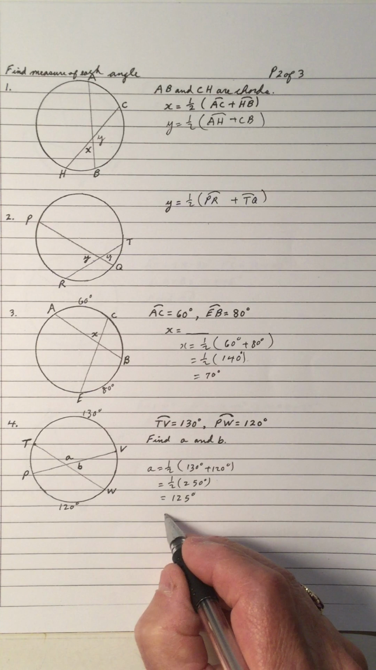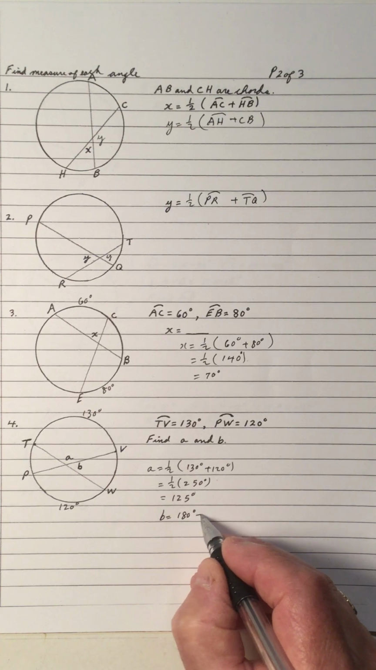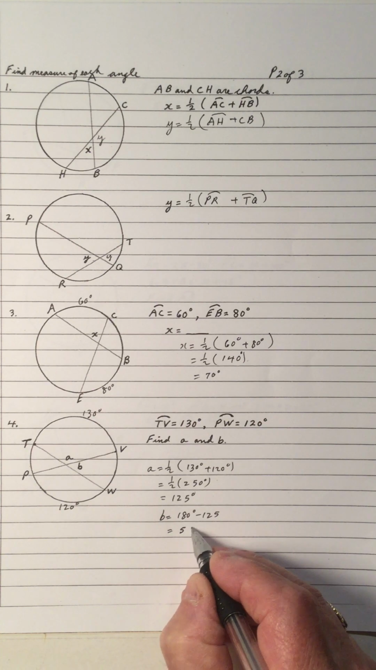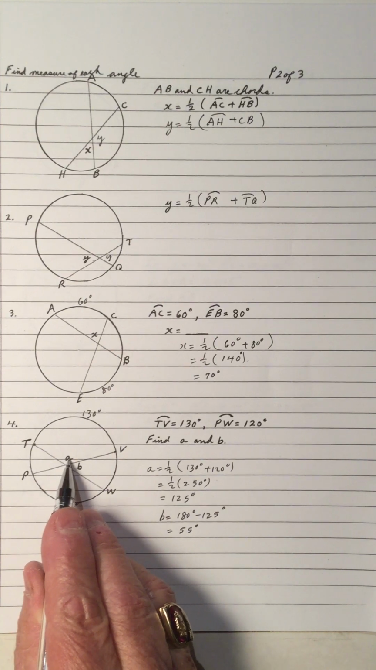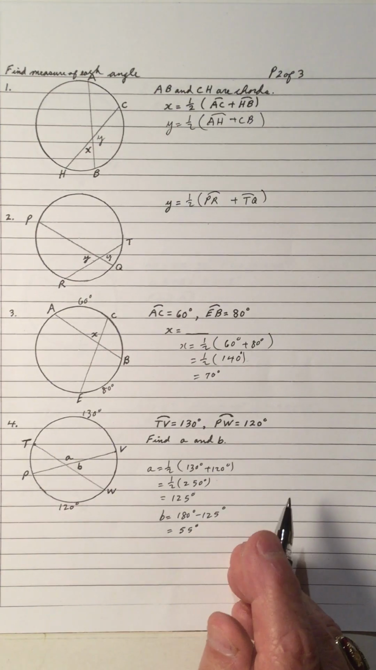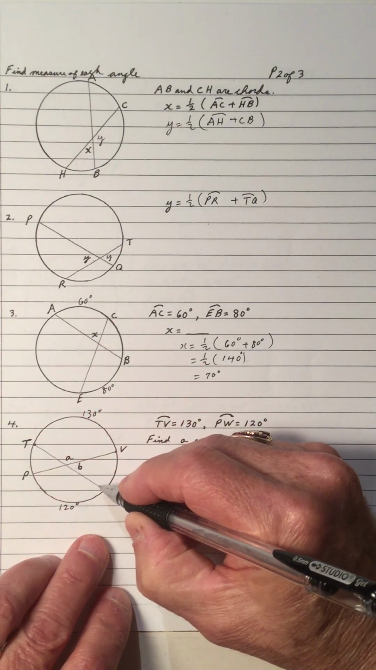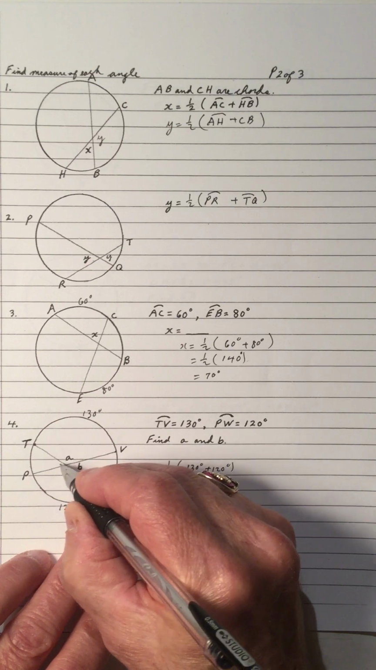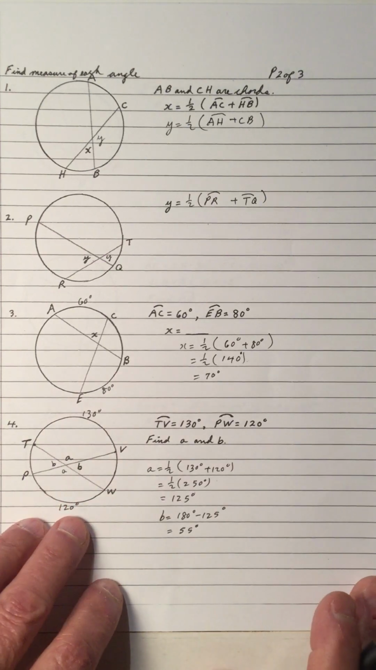So if A is 125, B is supplementary to that. So B is 180 minus 125. And that makes it 55. Because these angles are supplementary, so once you get what A is, then you get what B is, 55. Add them together, that's a straight angle there. And also, remember that vertically opposite angles are equal, so that's A here. And that's angle B here, so this is angle B. Vertically opposite angles are equal.